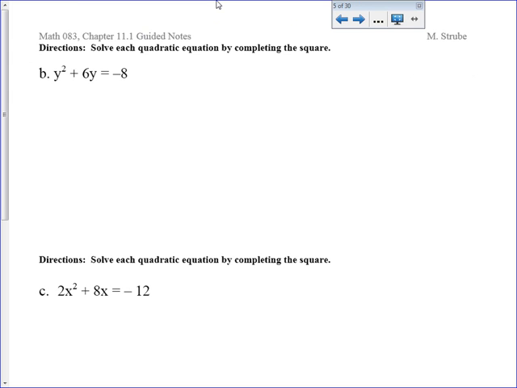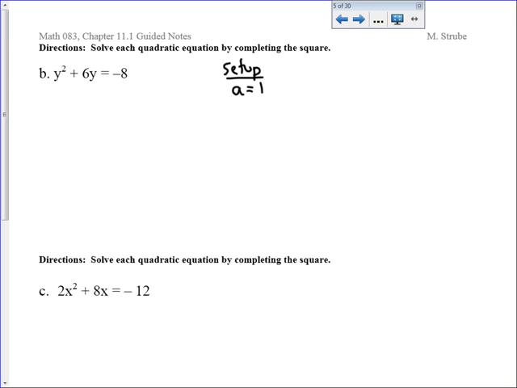So for B, we want to solve the quadratic equation by completing the square. So there's two parts to your setup here, and if you choose to do the extra credit, you should mention some things about your setup. So the first thing for your setup for completing the square is that you need to make sure A equals 1.